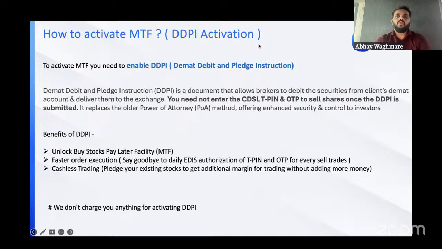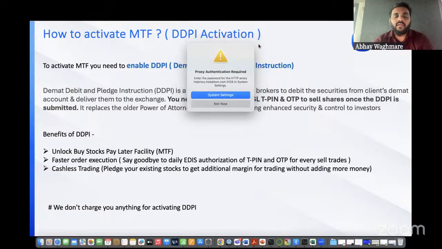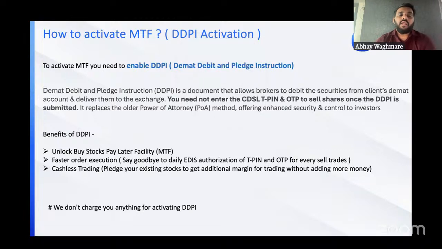Now, in order to trade in MTF, it is mandatory that you activate your DDPI. If that is not activated, then you won't be able to trade in MTF. Okay. Now, why one should activate the DDPI? It has many features. One of them is that you unlock buy stocks pay later facility, via MTF. That is called MTF.